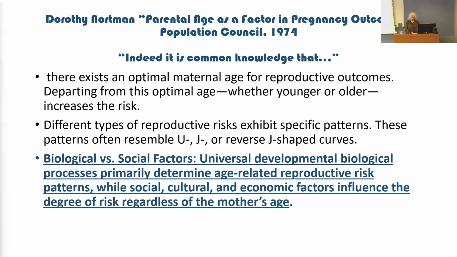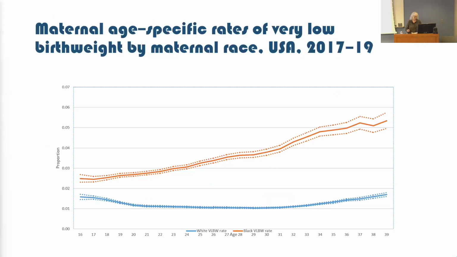And they diverge not only in terms of level, but in terms of which ages constitute the lowest or highest risk maternal ages. And I began documenting this fact using data from the late 1970s, but it pertains today, and I brought a couple examples in the US. So this is maternal age specific rates of very low birth weight for Black women, the orange curves, compared to white women on average in the United States.